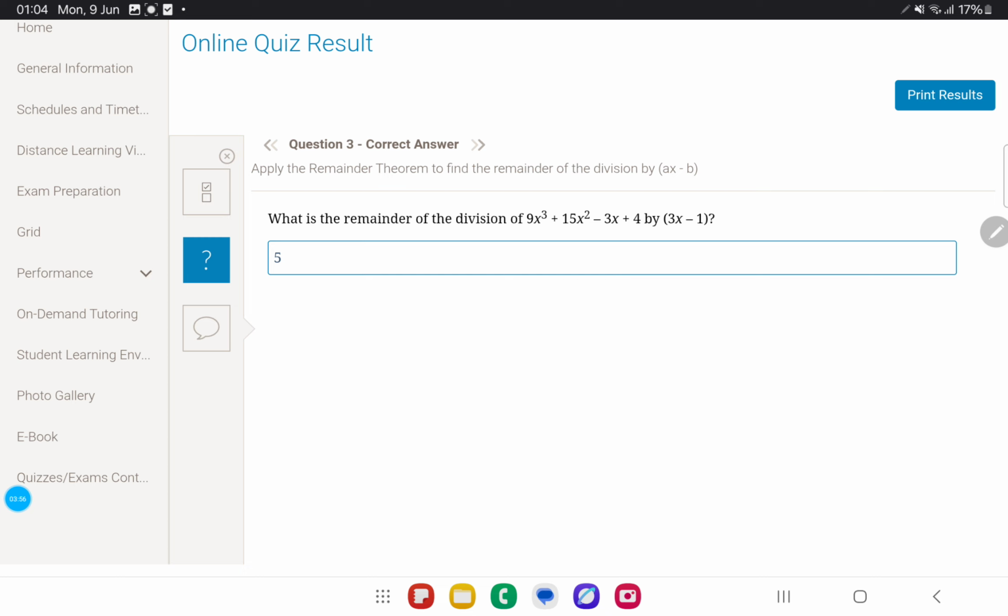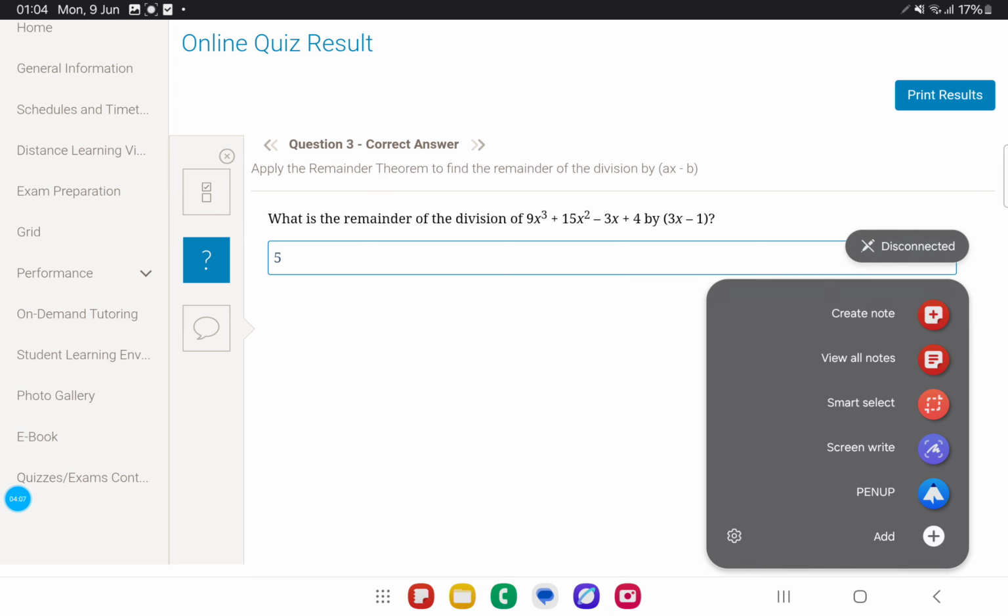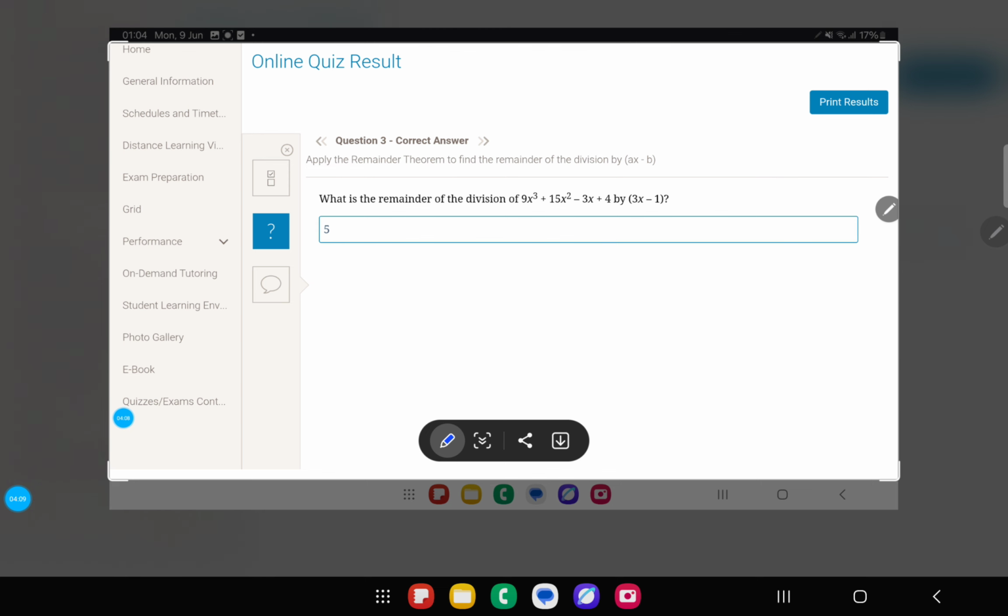What is the remainder of the division of 9x cubed plus 15x squared minus 3x plus 4 by 3x minus 1? Once again, they want us to find the remainder. Same trick, we use the remainder theorem. So we want to find the roots. 3x equals 1, since it's 3x.